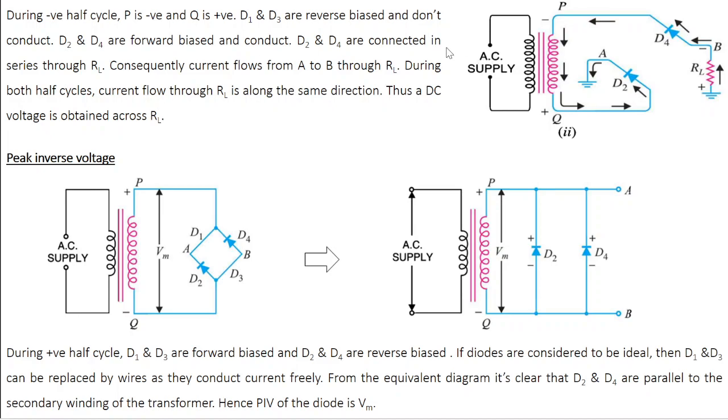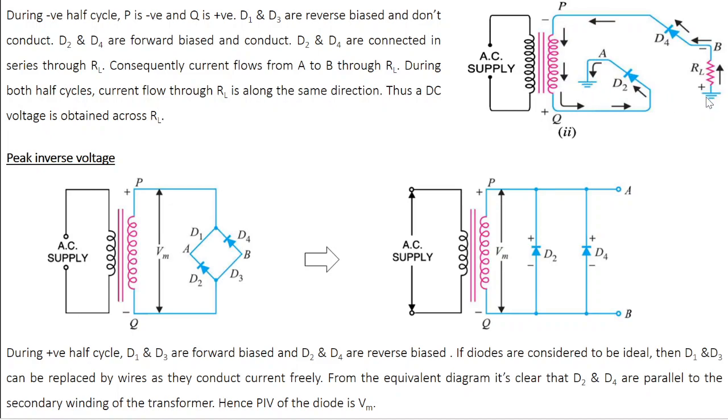And look at the current flow. Current starts from the positive terminal Q and ends at the negative terminal P. So it will start flowing from this point. Since D1 and D4 are reverse biased, we don't have to consider them in this circuit. So it will go through D2 and reach point A. It reaches the ground.